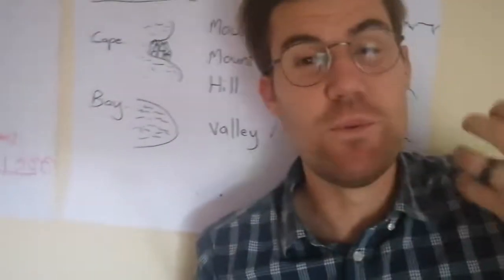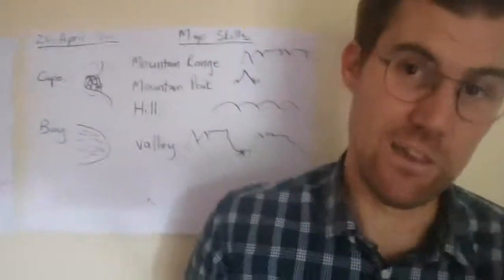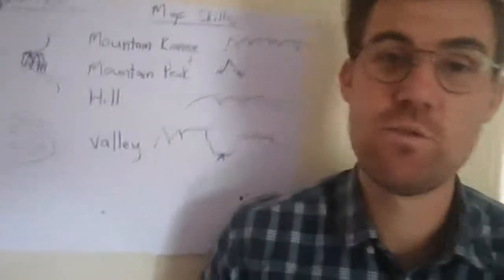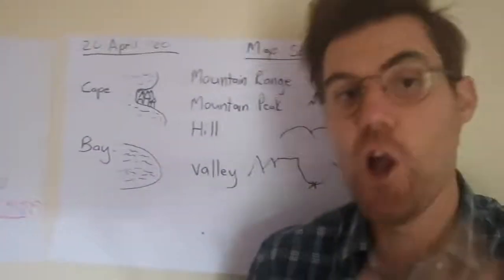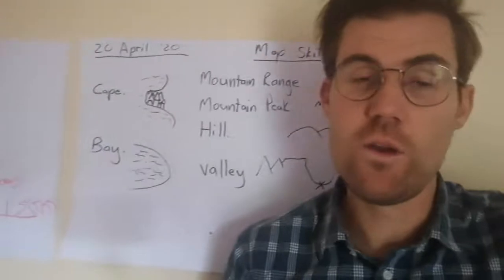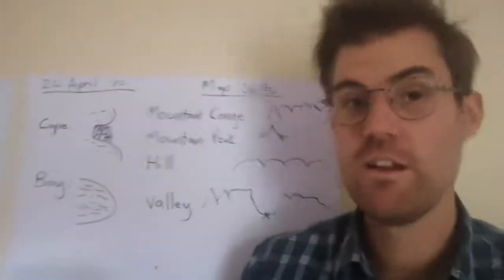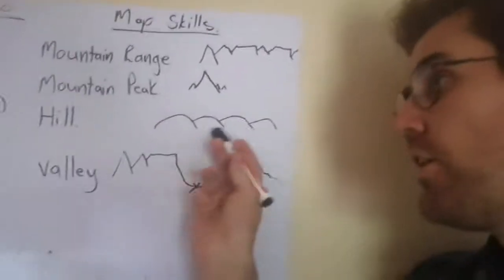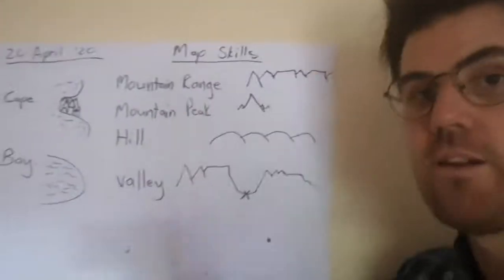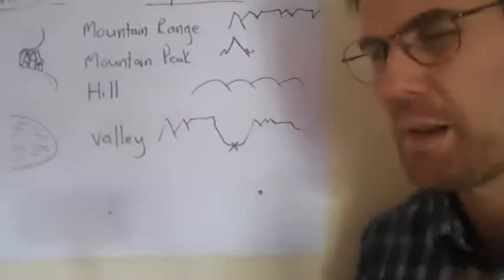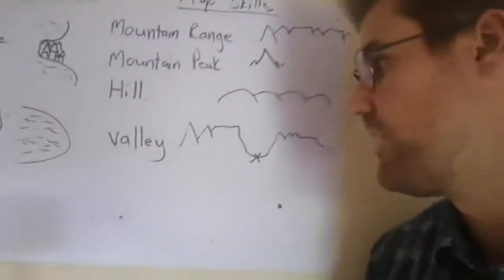Now the question is, what's the difference between a mountain and a hill? A hill, that's the next one, is low. It's not as high as mountains. So it's also a high part, but it's not as high as mountains. It's just like a small mountain, a baby mountain. It's a hill.